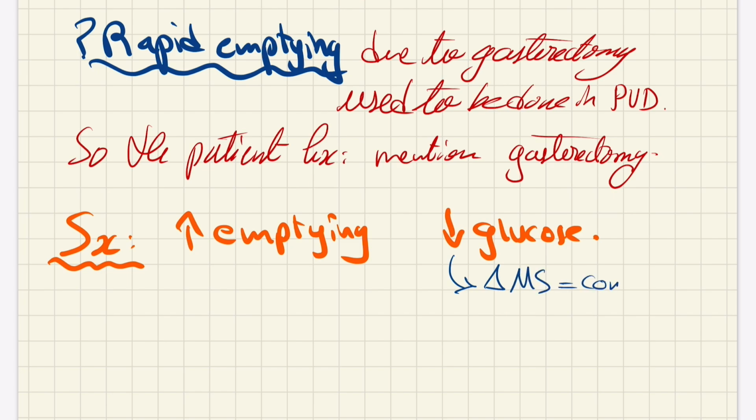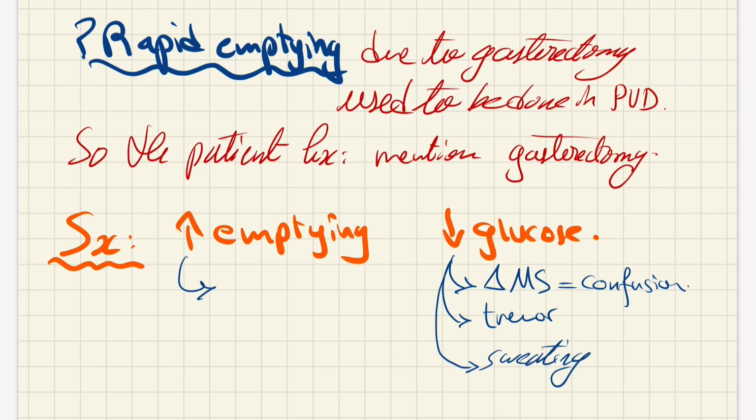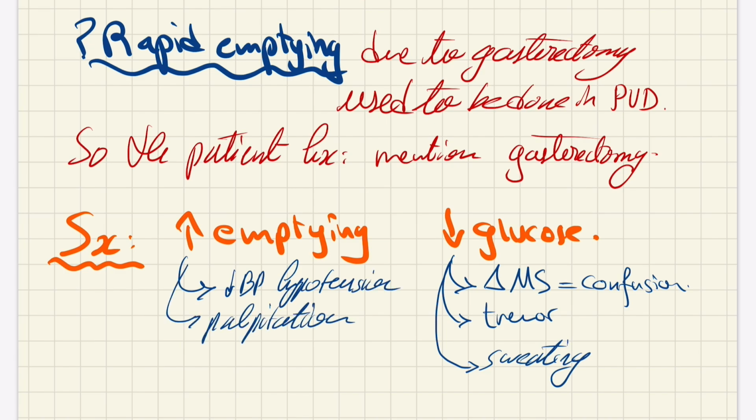The symptoms are related to hypoglycemia and the increased emptying, the volume loss. So for the hypoglycemia, we have altered mental status, confusion, tremor, and sweating for the low glucose or the hypoglycemia. For the increased emptying, it will lead to volume loss because of the fluid shift. So we will have hypotension, tachycardia, and some flushing because of the vasoactive release of some hormones, especially the serotonin.